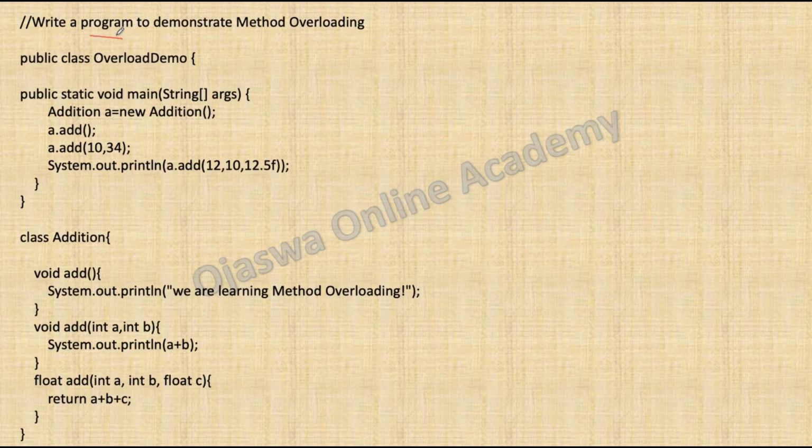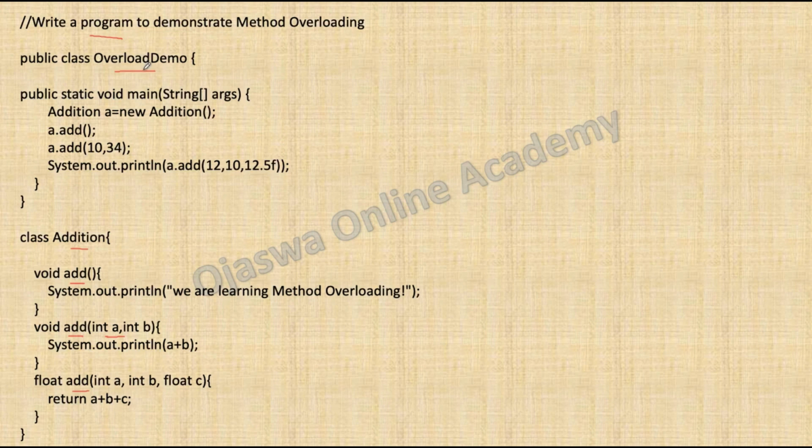Write a program to demonstrate method overloading. Now in this example, we have class addition and it has three overloaded methods. Method name is add. The first one has no parameters. The second method add has two integer parameters, and the third method add has three parameters with data types int, float. So add is overloaded in the class addition.